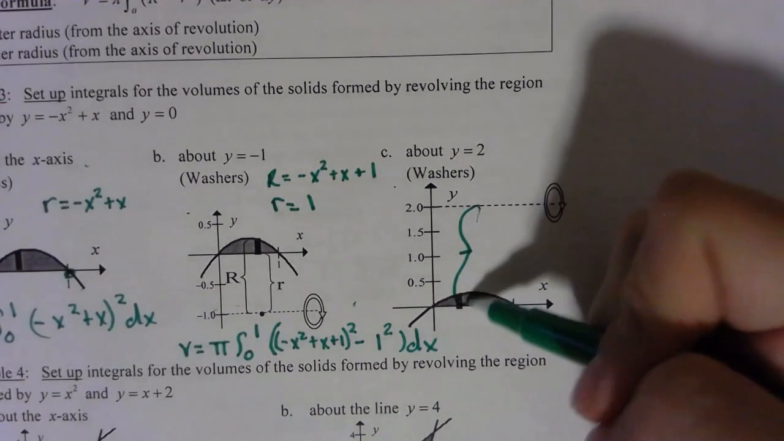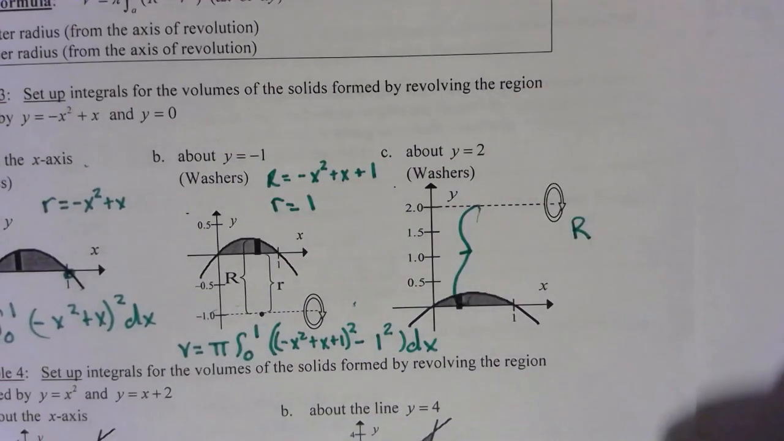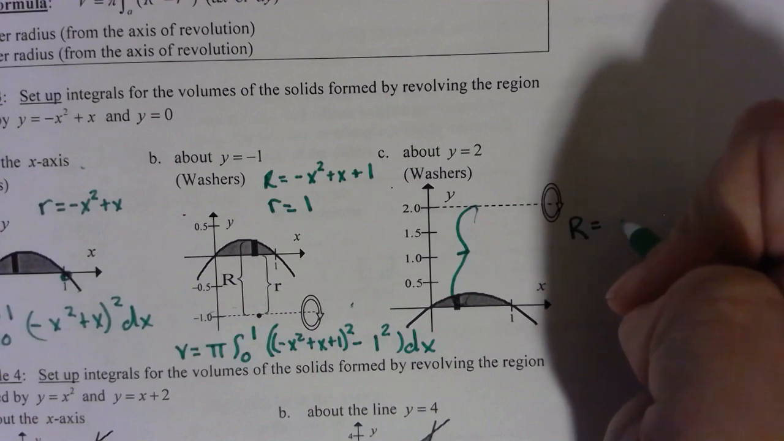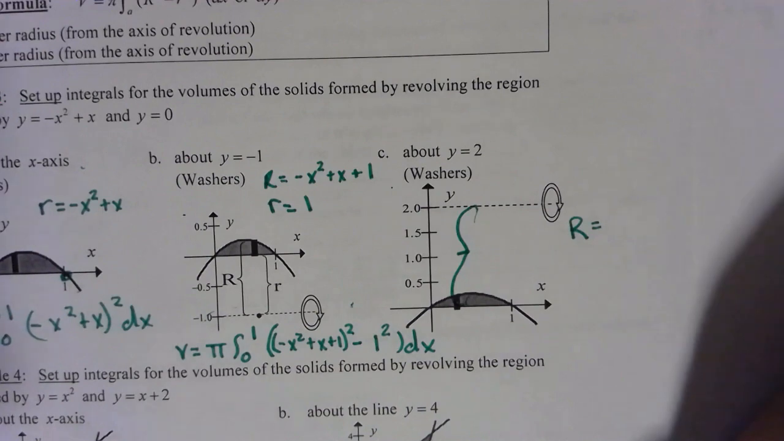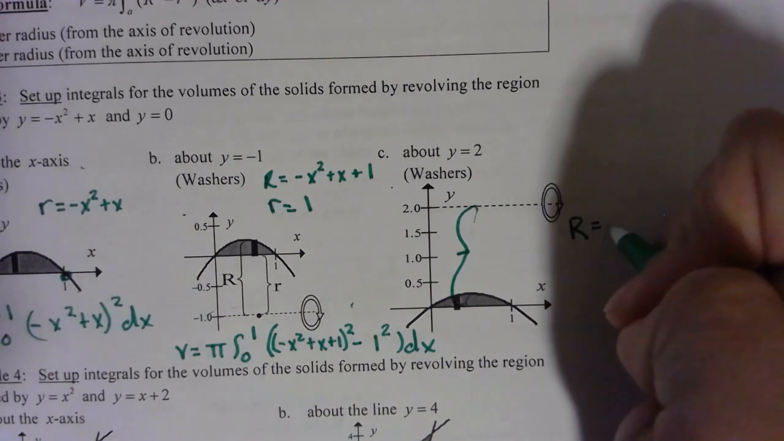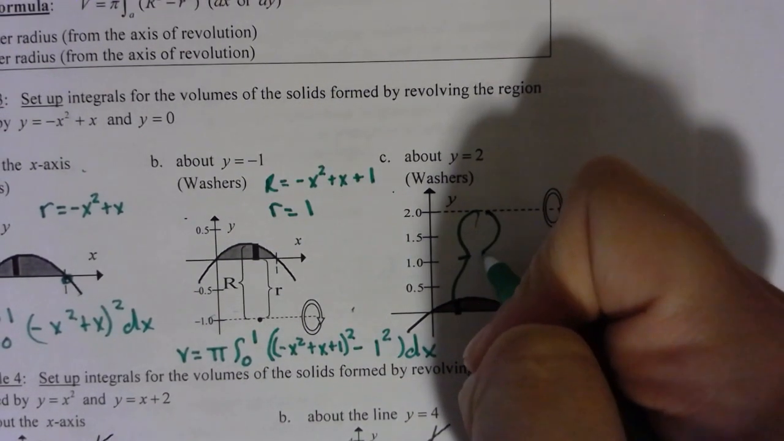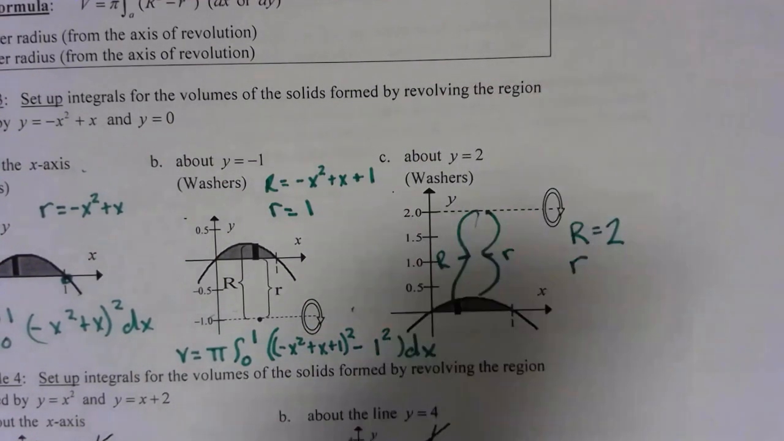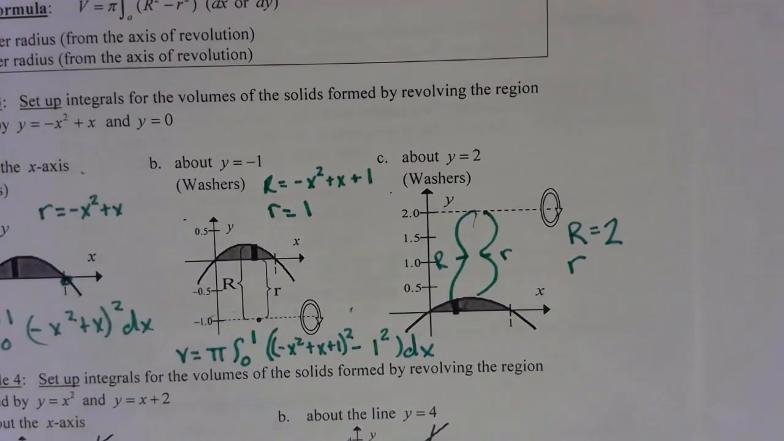So as you can see, guys, our big R is going to be 2, because that is the full rotation. That's the outside rotation, I should say. And then your little r, well, our little r is actually going to be this space. So this is the big R. This is the little r, right? Because that's our hole. Remember, the little r is our hole.